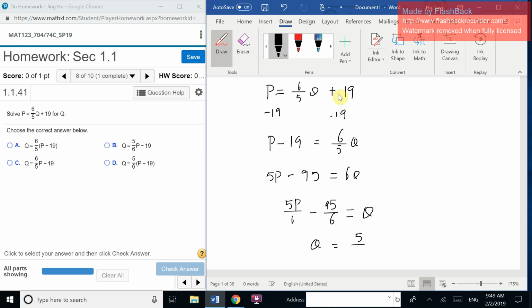Then let's put q on the left side, so we switch the sides. And because we can't find the answer in A, B, C, D, we can change the answer to another expression. So we factor out 5/6 outside the parentheses, and the other factor is p minus 19. So the answer is D.